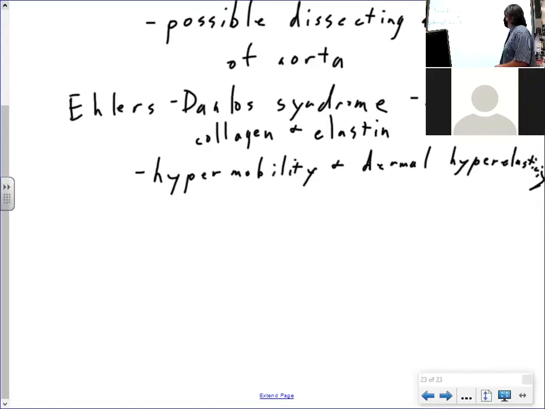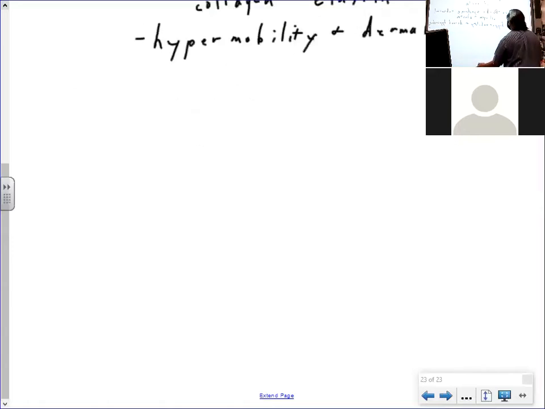Yeah, fair enough. So we got Ehlers-Danlos syndrome. The last connective tissue disorder I want to talk about is osteogenesis imperfecta.